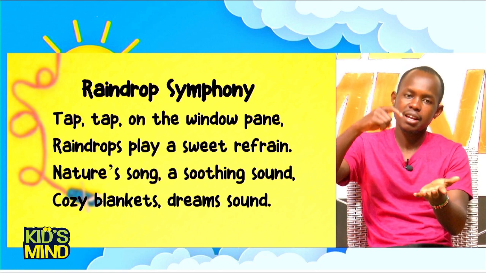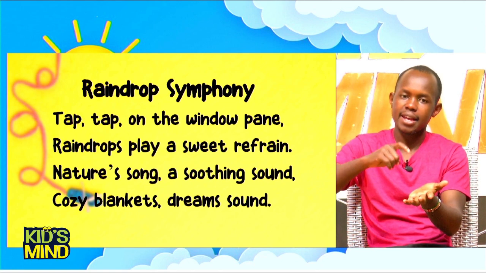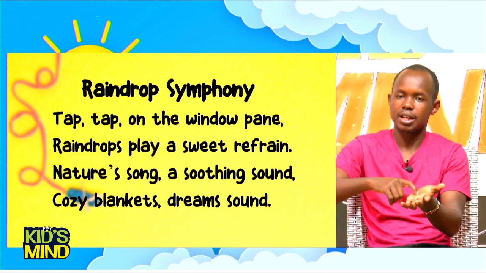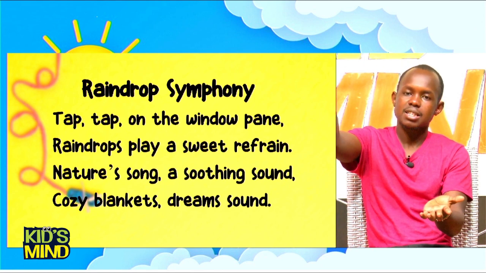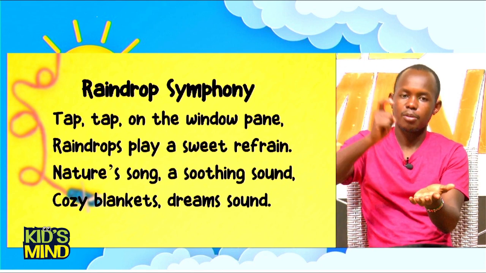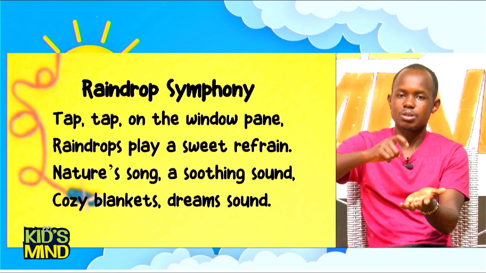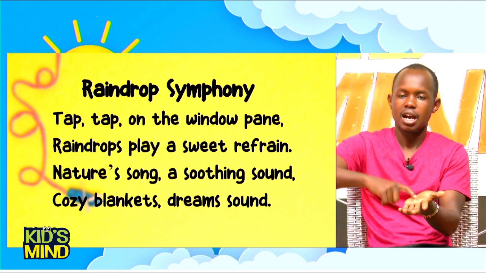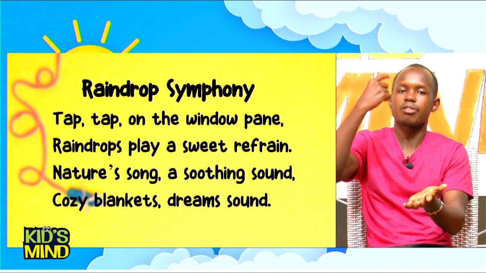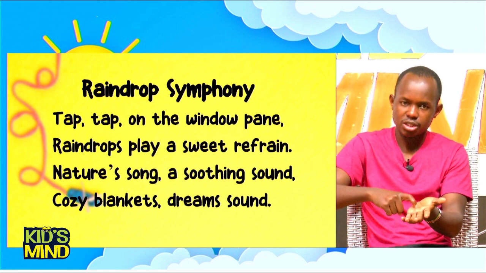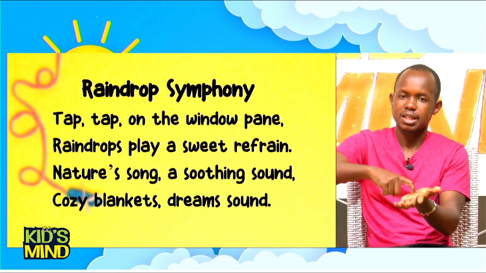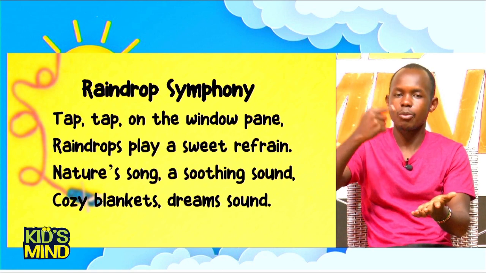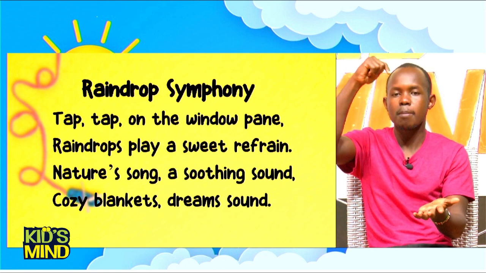Now, when we say raindrops play a sweet refrain, it means the way rain comes from above, then they drop, they play a sweet refrain because they drop repeatedly. And by dropping repeatedly, they create that sweet sound. Okay? Tap, tap, tap, tap. That is how we can hear the rain dropping from above.